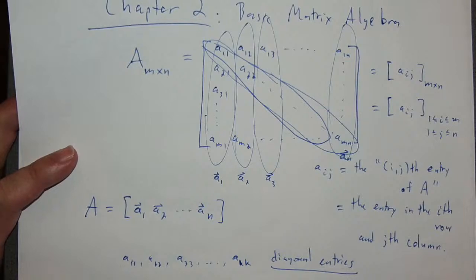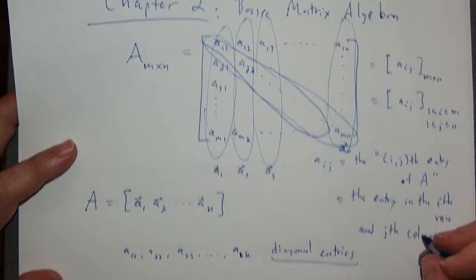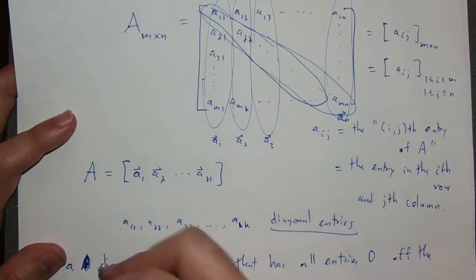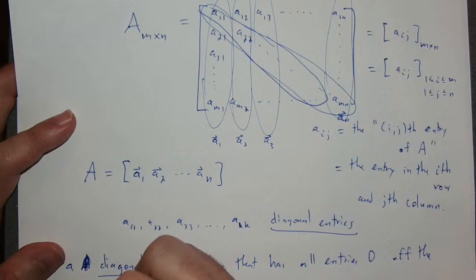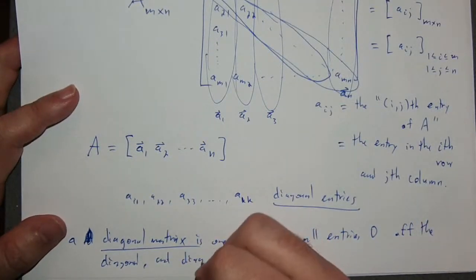Okay, and a diagonal matrix. Oh, I don't want to use the capital A there. It's a little bit confusing. A diagonal matrix is one that has all entries 0 off the diagonal. And diagonal entries can be anything.